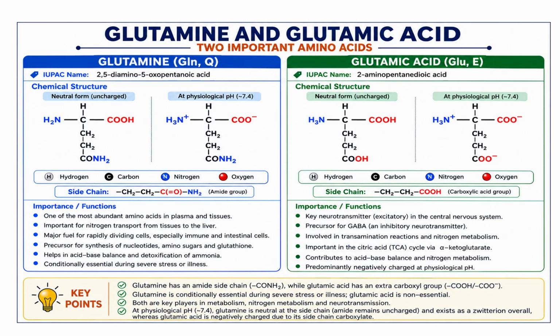Glutamic acid, Glu, E, contains an additional carboxyl group, COOH, in its side chain, giving the side chain CH2CH2COOH. At physiological pH, this side chain carboxyl group is predominantly deprotonated to COO-, so glutamate carries an overall negative charge. Glutamate is the major excitatory neurotransmitter in the central nervous system and is also a precursor of GABA through decarboxylation. Key difference: glutamine has a side chain amide, whereas glutamate has a side chain carboxylate.